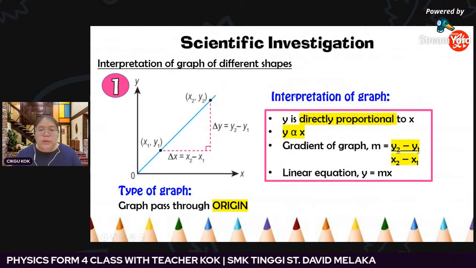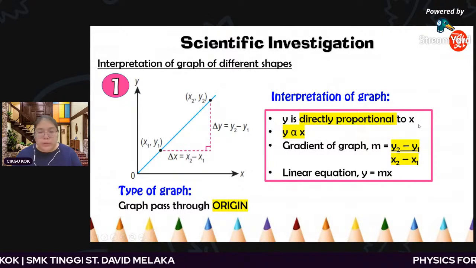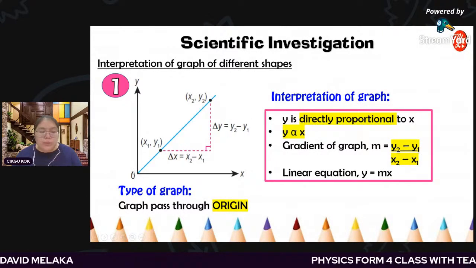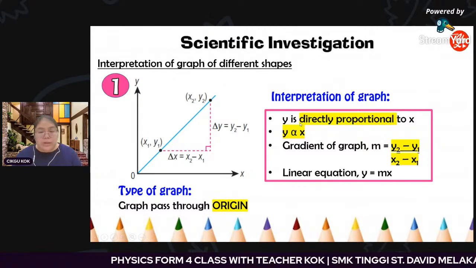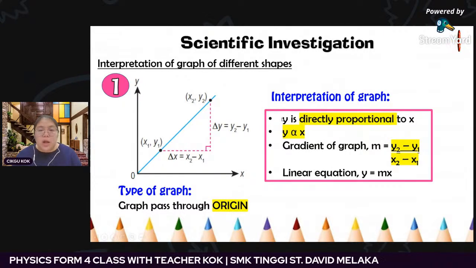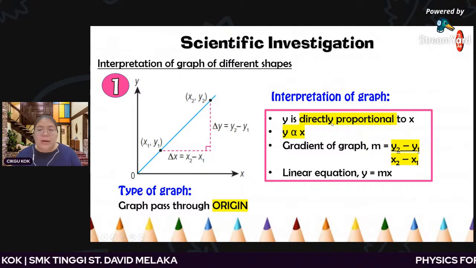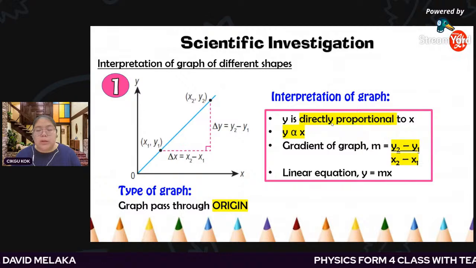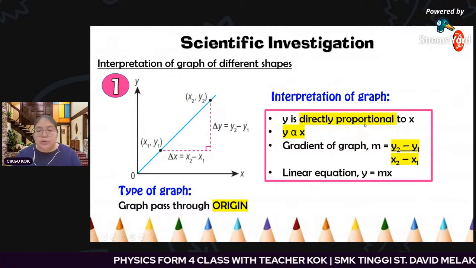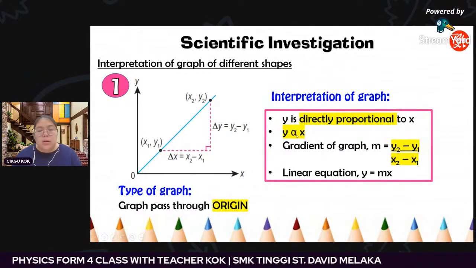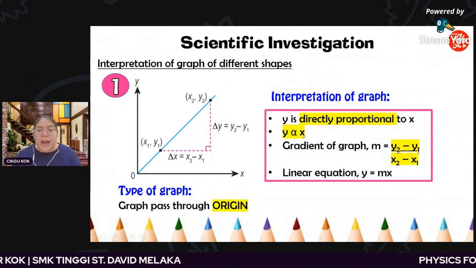Number 2, we need to interpret the graph. y is directly proportional to x. When you see a graph that passes through the 0, the origin, and the question asks what the relationship for the graph is, you can answer y is directly proportional to x. Remember this phrase, directly proportional. Directly proportional means the graph passes through the 0. Sometimes you don't need to write it out. You can use the symbol: y, then the symbol for directly proportional to, then x.